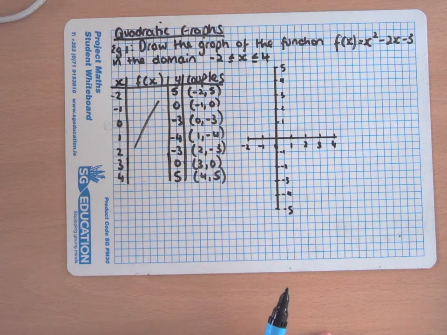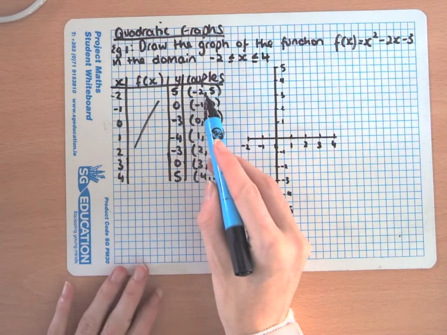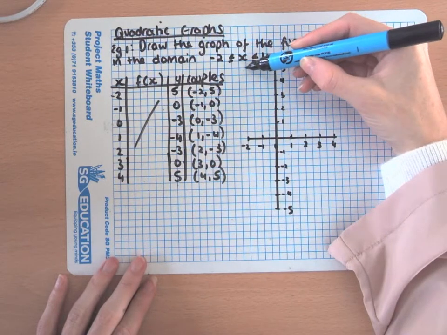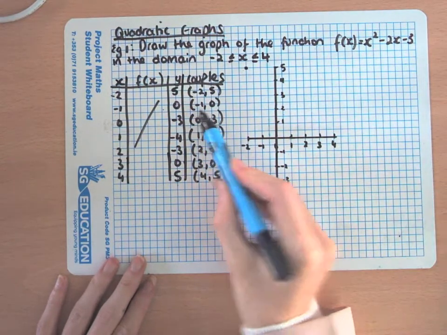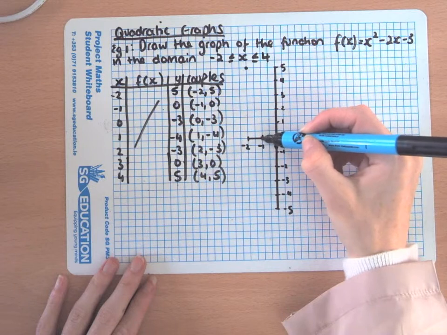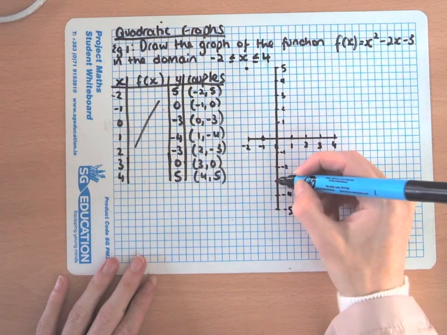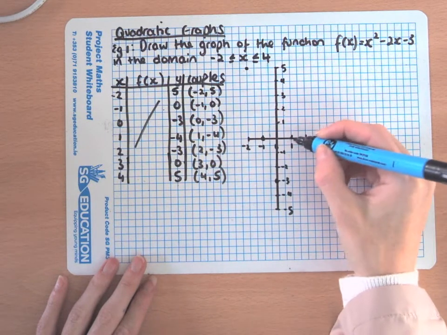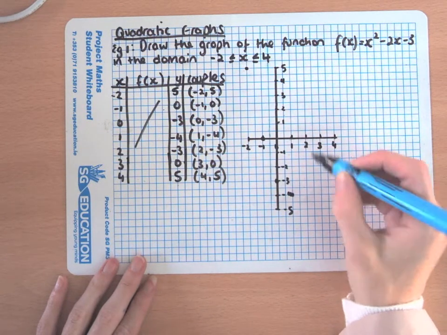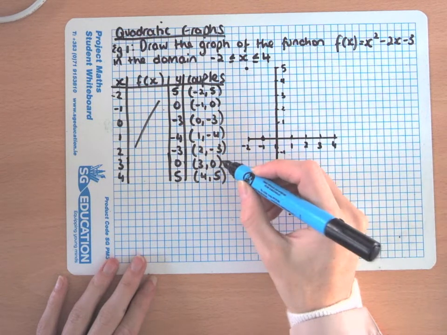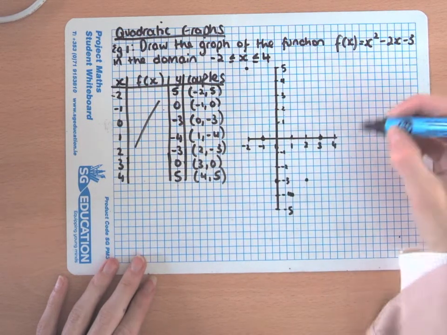Can I stop you drawing for 2 seconds and will you just watch me plot, and then you can do it all in a minute, okay? So minus 2, 5, over to minus 2, up to 5, yeah? Okay, minus 1, 0, over to minus 1, up 0. 0, down to minus 3. 1, minus 4. 2, minus 3. 3, 0, and 4, 5.